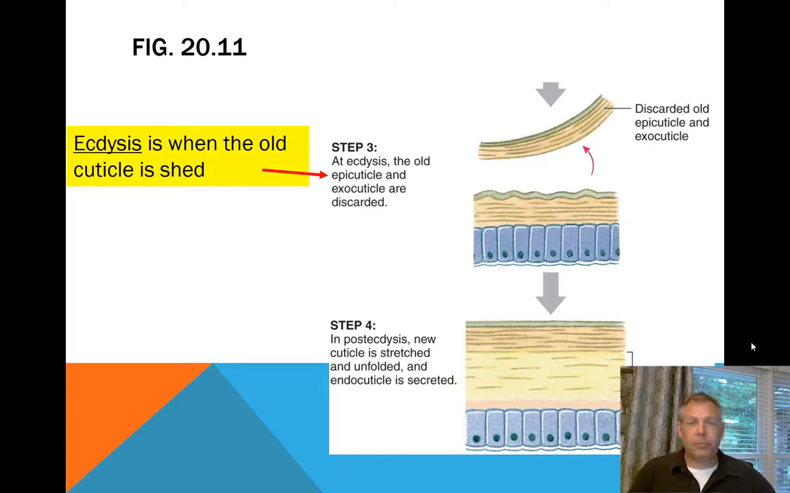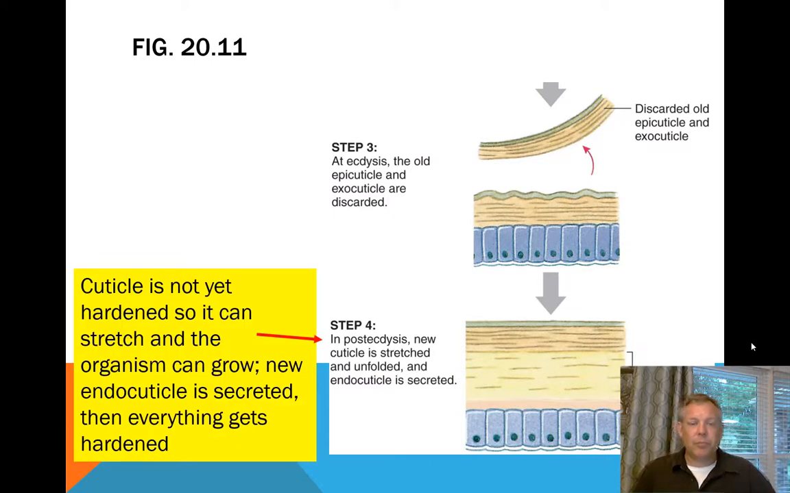And that's fine because you've just completed building your new epicuticle and exocuticle, right? And so then the cuticle is not yet hardened. And so it can stretch and it can grow. And so now the organism can grow. And then as it grows, it can secrete a new endocuticle, that last layer of the procuticle. And then it can harden the cuticle, and now you've got a new cuticle, a new exoskeleton. So that's just a little bit more detail in how this cuticle is molted.